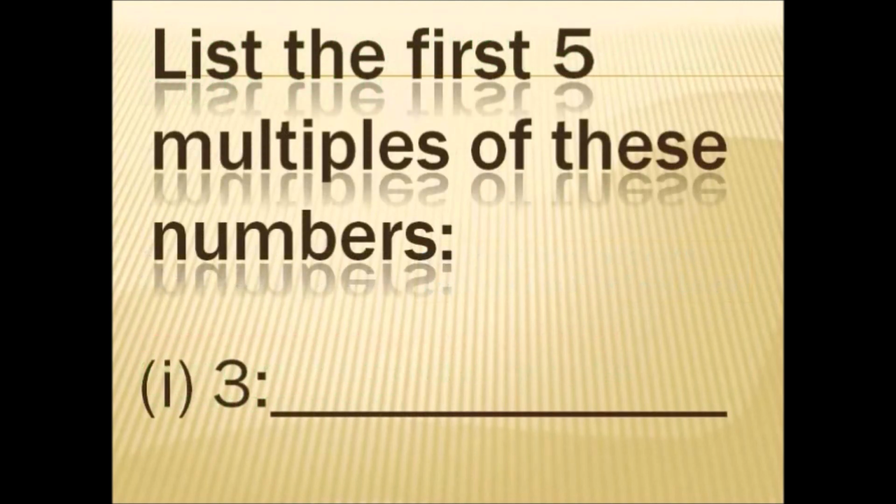Now, let's have some practice. List the first 5 multiples of these numbers, and let's start with 3. Counting in threes, you need to list the first 5 multiples. What's the first multiple of 3? It's 3. And then put 4 more. So let's see if you can get that done. The first 5 multiples of 3.